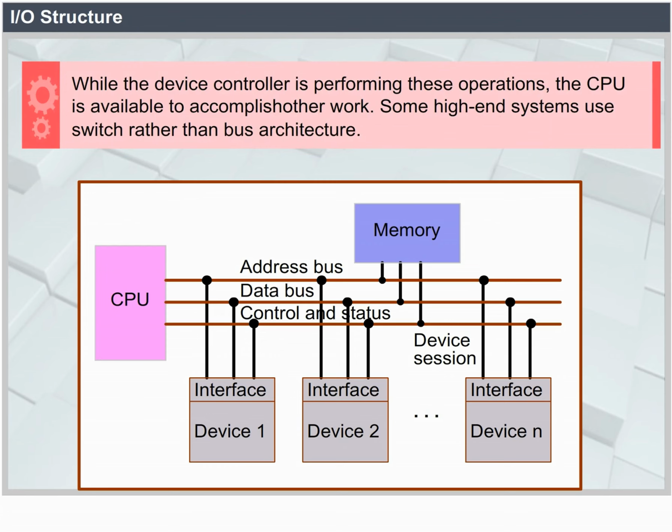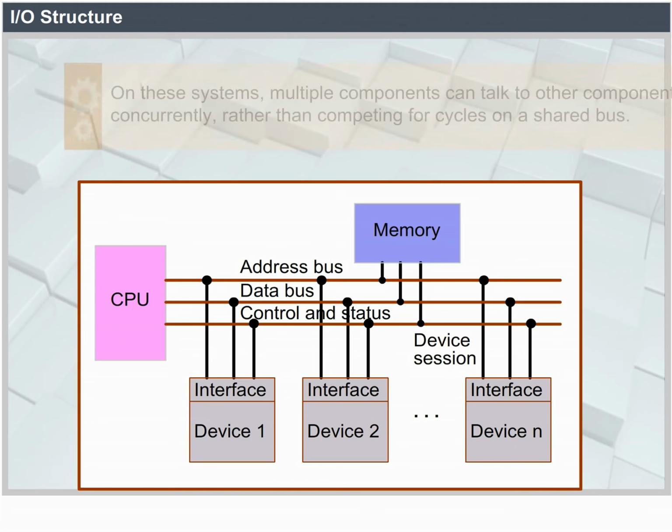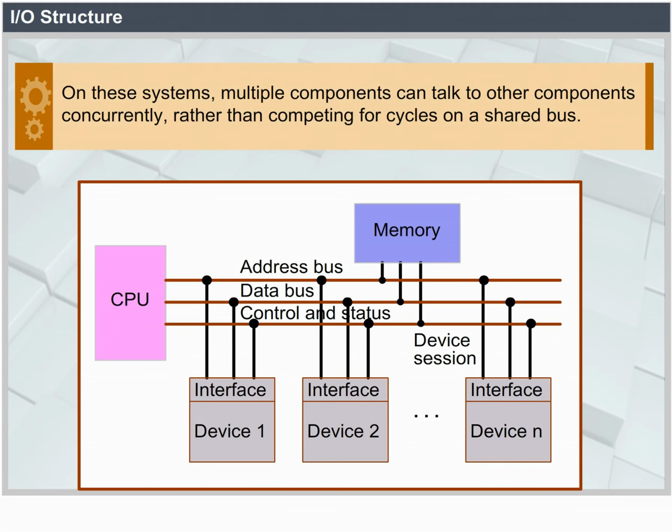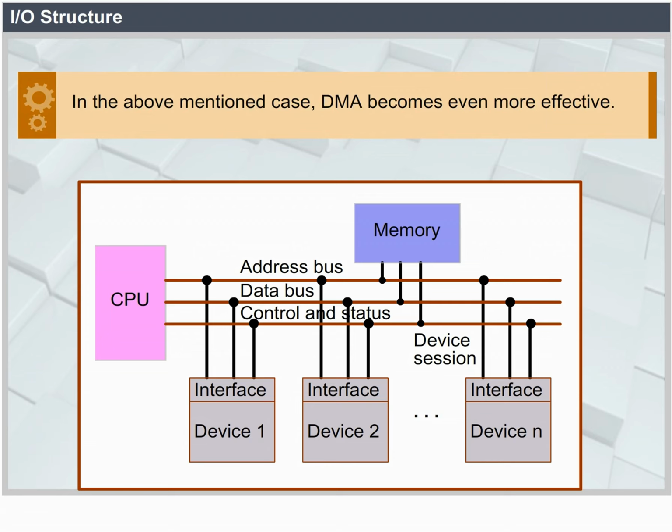Some high-end systems use switch rather than bus architecture. On these systems, multiple components can talk to other components concurrently rather than competing for cycles on a shared bus. In this case, DMA is even more effective.